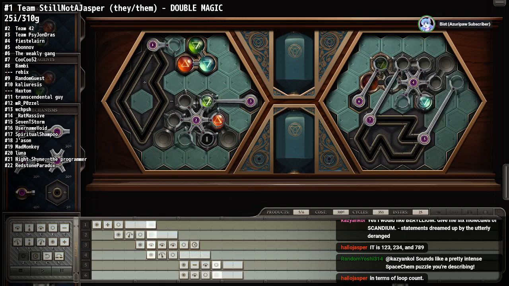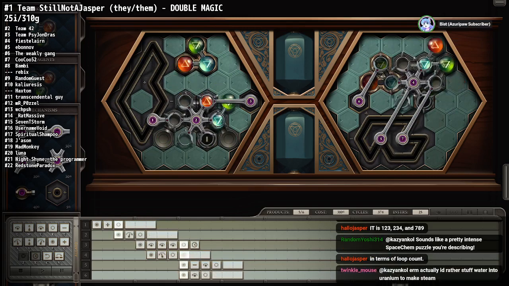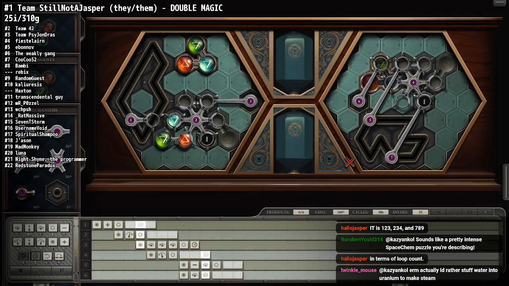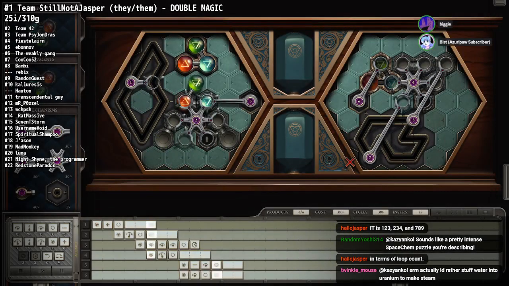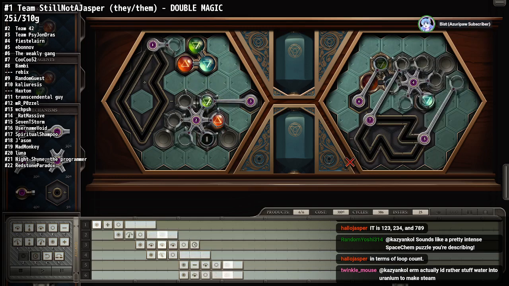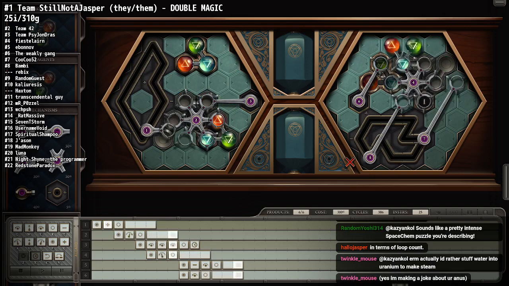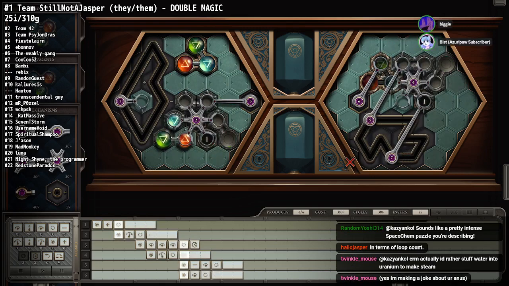Random Yosh says, sounds like a pretty intense space chem puzzle Kazian is describing. I would like element theta. I would like... Oh right, space chem has those wacky things as well. The Greeks. Twinkle, please.